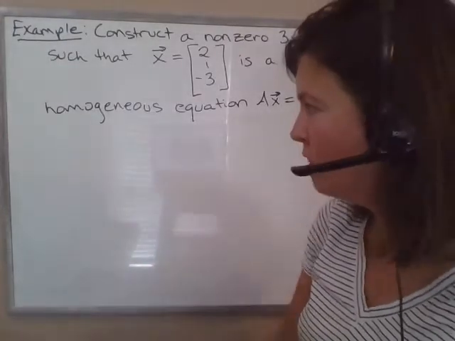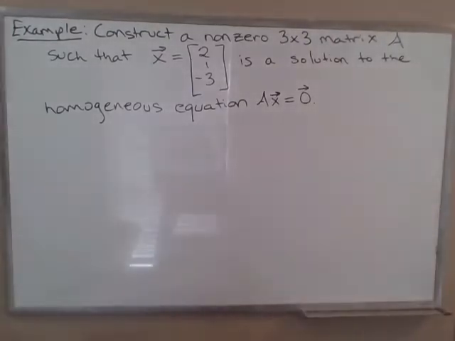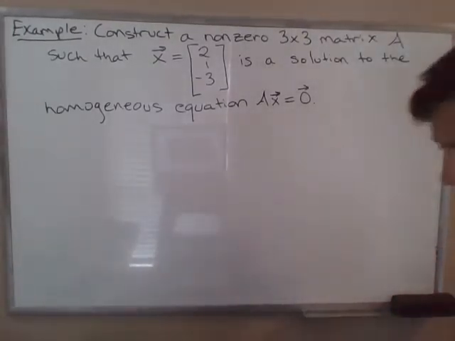I just want to be clear. It's not to say that every entry must be non-zero. It's that not every single entry is zero.